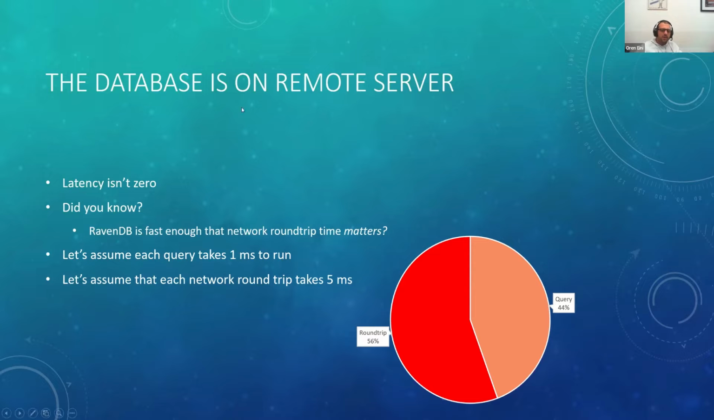What this means is you can see here the division of timing. This is the amount of time that is spent actually in the database. This is just the time that is spent getting to the database.